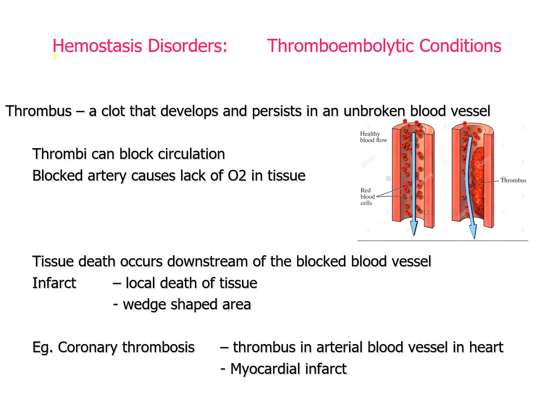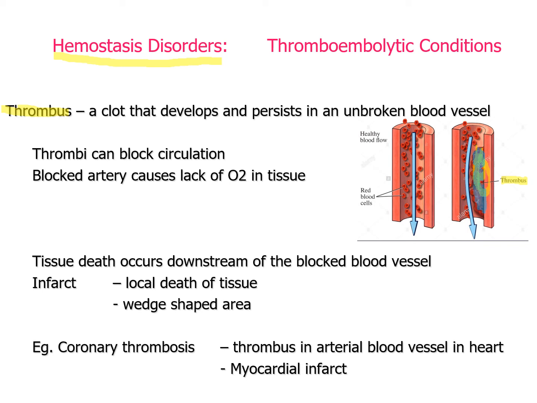Now let's talk about disorders, but I think at this point I can keep going a few more slides. Let's talk about hemostasis disorders. Sometimes a clot will develop and persist in an unbroken blood vessel. So that's an inappropriate formation of a clot. That is called a thrombus. So a clot forming in an unbroken blood vessel is called a thrombus. And here you see a thrombus forming along the wall of this blood vessel right here. There's that clot forming there, and that's a problem.